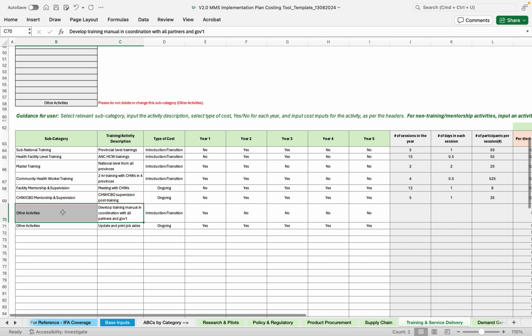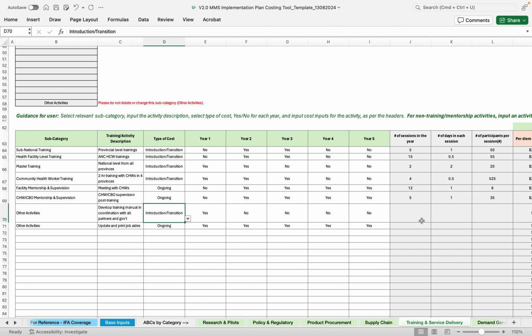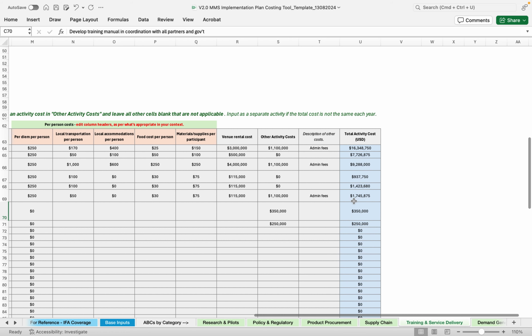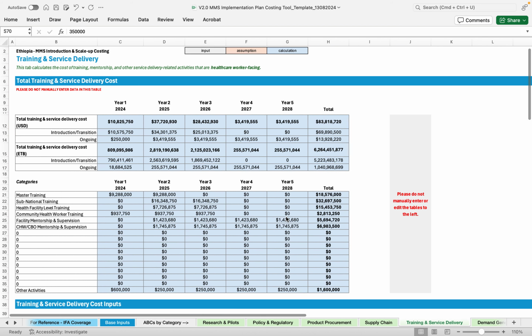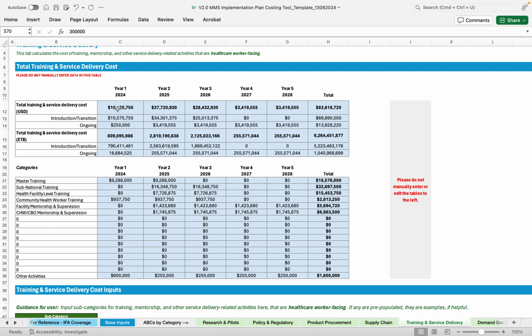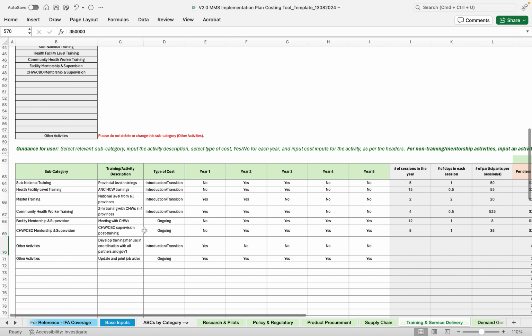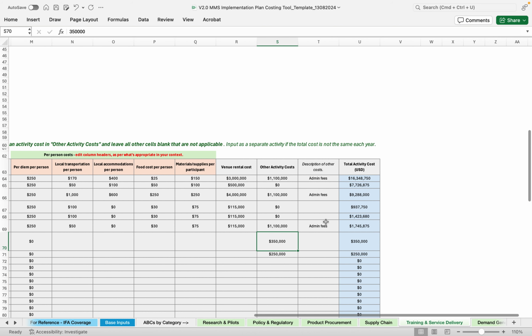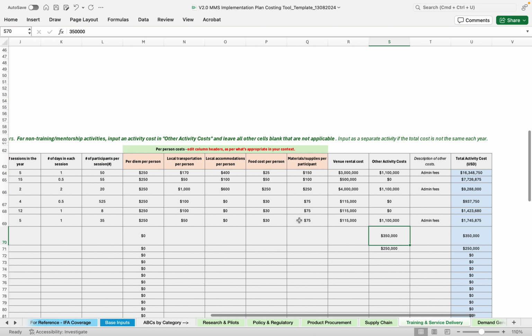If you're putting in an activity that is not training, mentorship, or supervision and doesn't have all of these columns applicable, you can simply put this here, for example, developing a training manual, and then you leave everything blank except for what the activity cost is going to be, which you put in other activity costs, and you can leave the rest blank. Then at the top, the tool will categorize and show you the totals by type of cost, by currency, and by subcategory. To note, please enter all the activity costs in USD, and the tool will automatically convert it to your local currency based on that currency conversion.